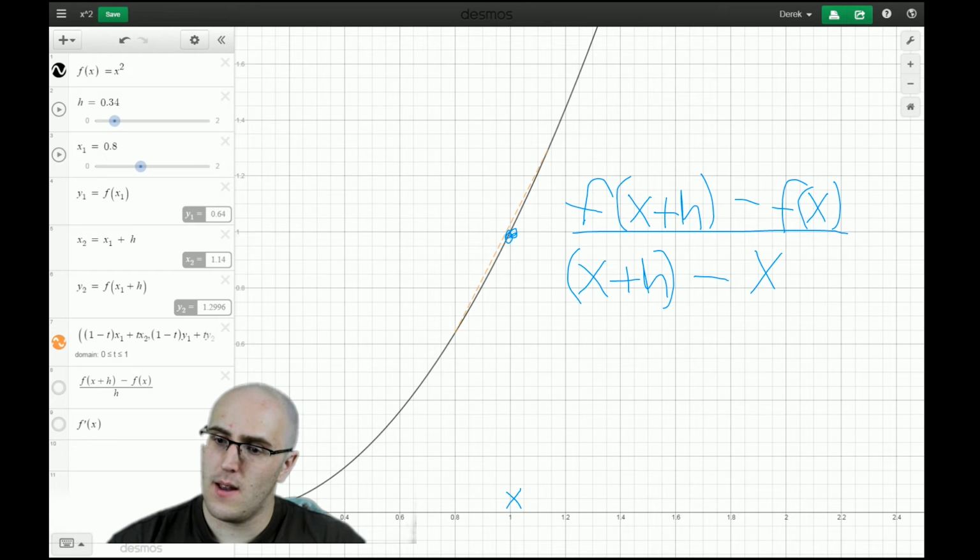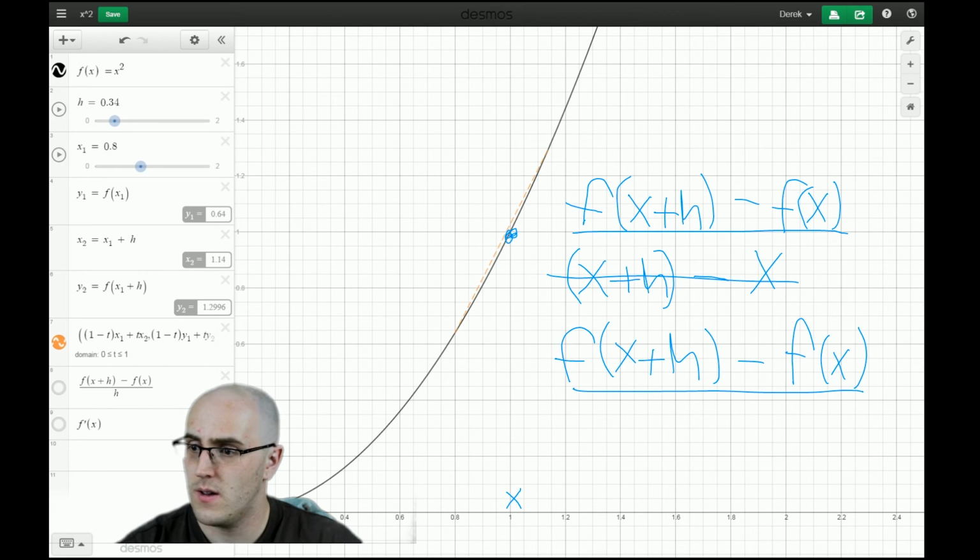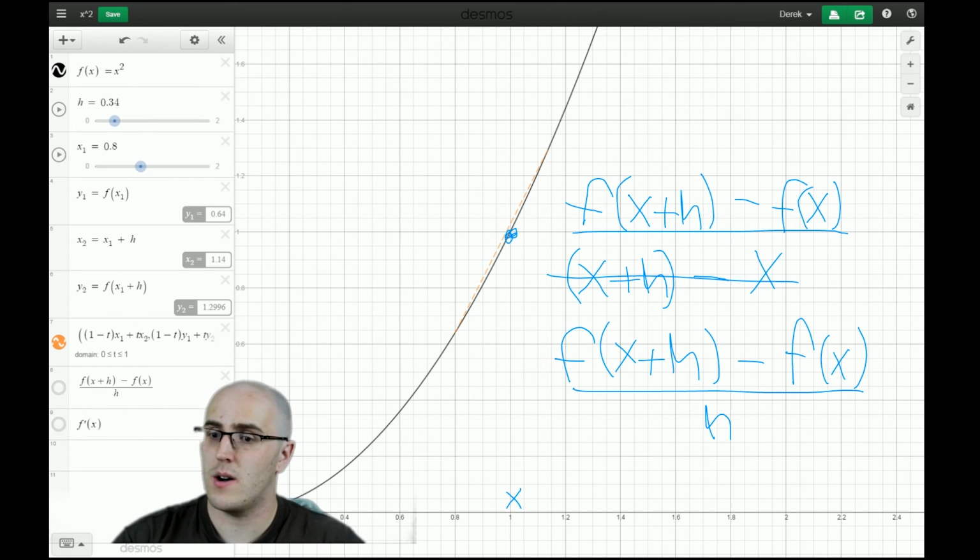So the keen-eyed among you would notice instantly that the x plus h minus x cancels down to just h. So let me redraw that. Cross that out. We'll just put f of x plus h minus f of x over h. So this is going to be the slope of our theoretical line that tells us the slope of the curve at that point.